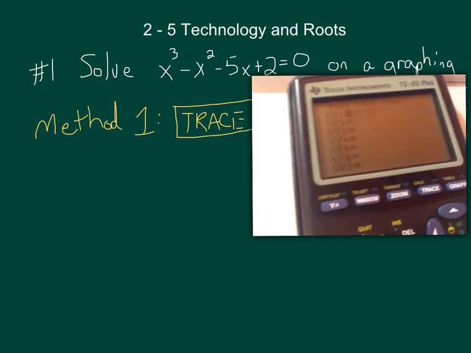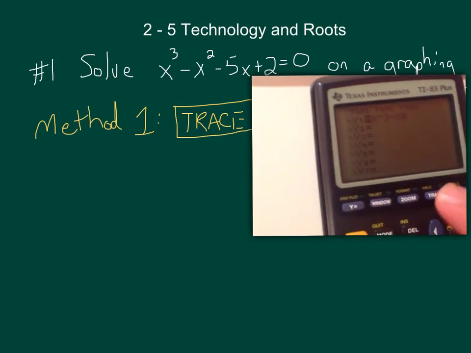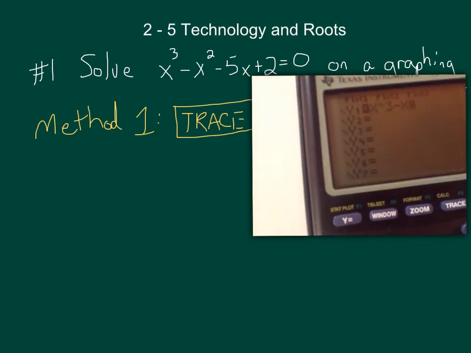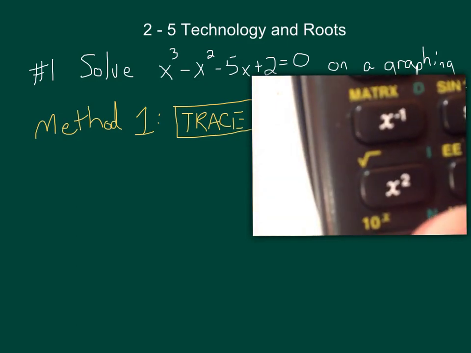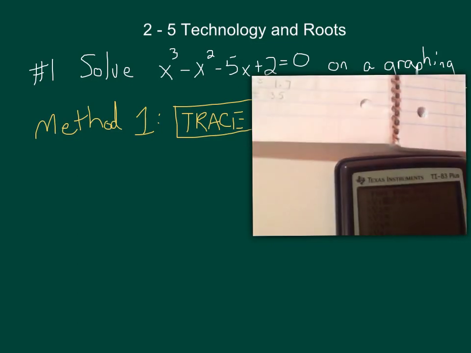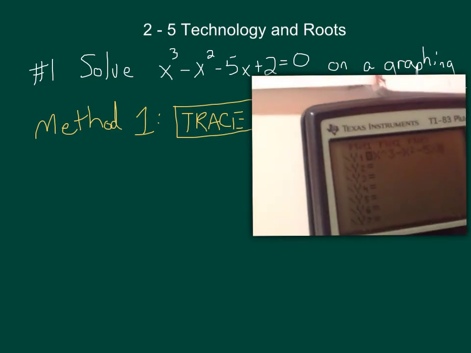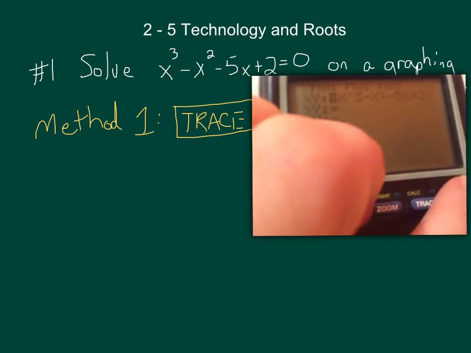So we should have minus x. And then you can just hit the squared button over here on the left hand side. There's the squared button. And then minus 5x. And then plus 2. Okay, and then just hit graph.